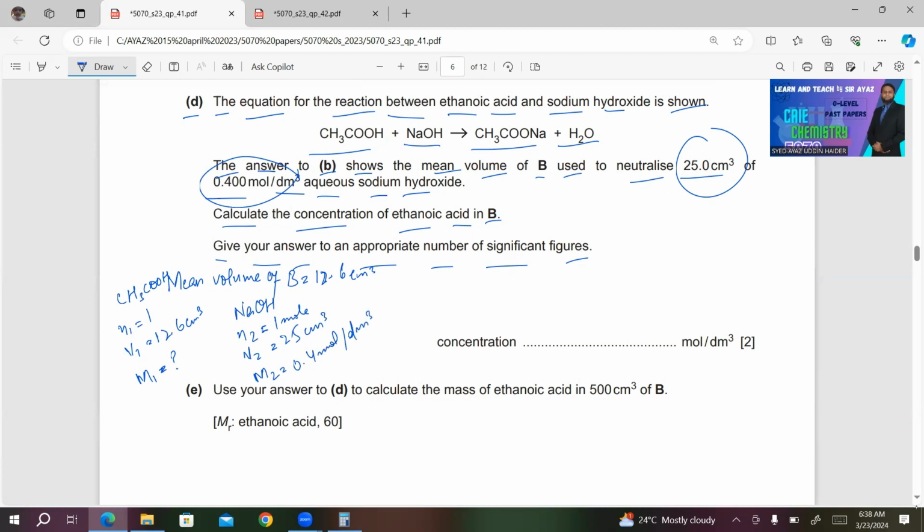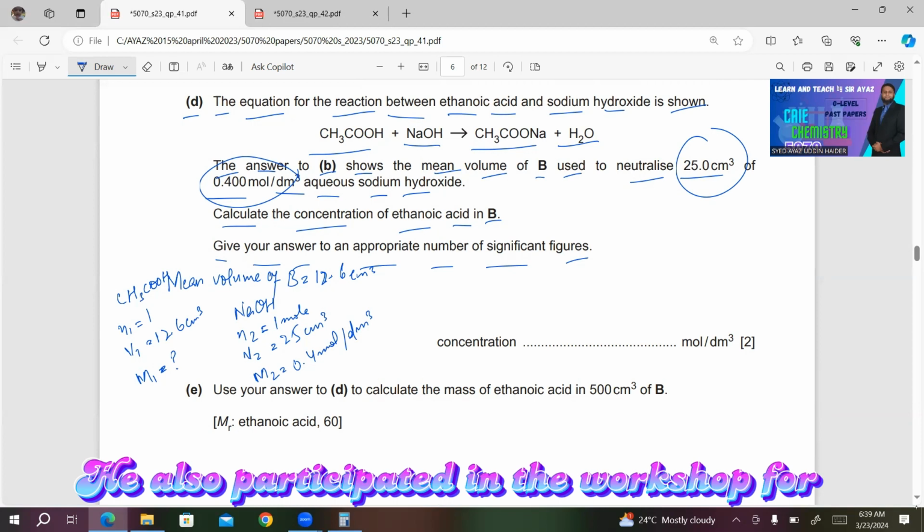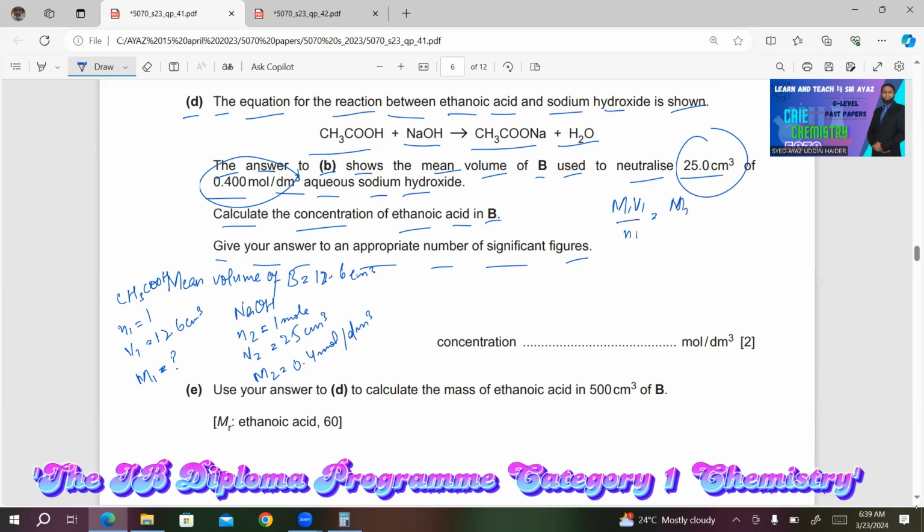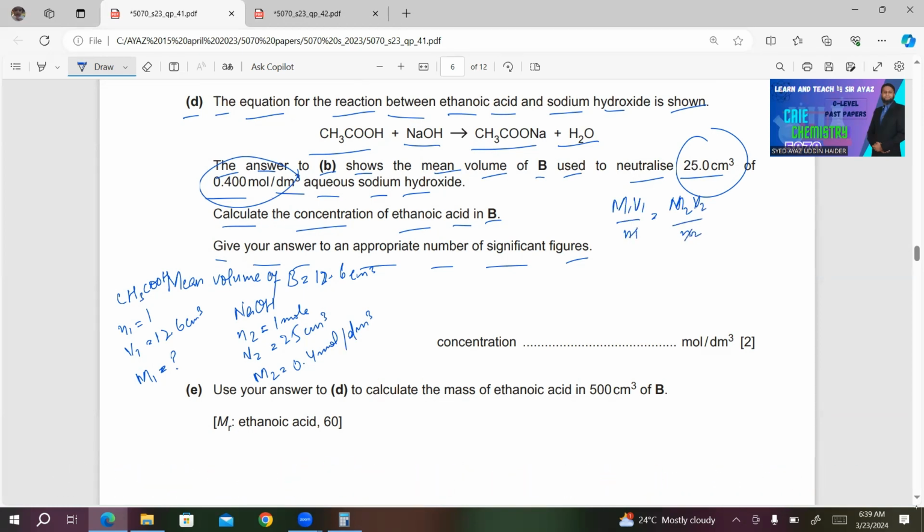Now we have the equation, we can use it to calculate the concentration of ethanoic acid. M1 V1 by N1 is equal to M2 V2 by N2. N1 and N2 will be cancelled out as both of these are one to one moles. So now we are left with M1 V1 is equal to M2 V2. We need to calculate M1. Rearranging the equation, we get M1 is equal to M2 V2 by V1.